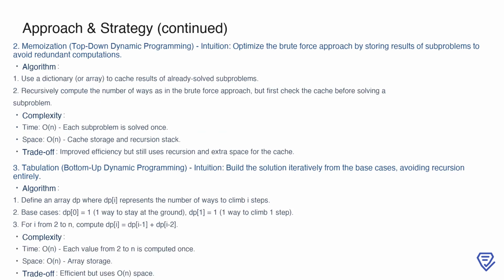To address the inefficiency of brute force recursion, we can use memoization, which is a top-down dynamic programming approach. The idea here is to cache the results of previously solved subproblems so that we don't recompute them. The algorithm is similar to brute force, but before solving each subproblem, we check if the result is already stored in the cache. If it is, we reuse it, otherwise, we compute and store it for future use.